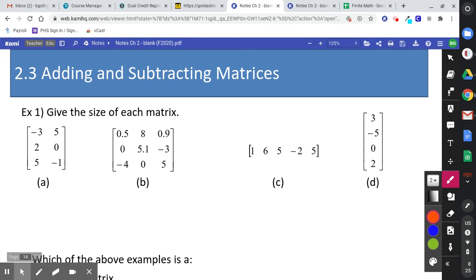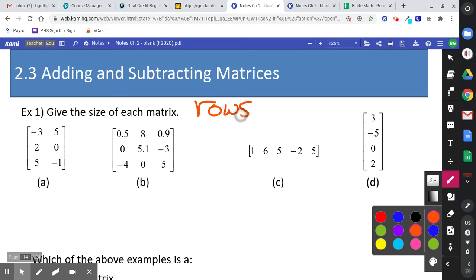2.3, adding and subtracting matrices. The first example says give the size of each matrix. That's kind of important. So size of a matrix is going to be rows by columns. And so one thing you might remember is rows before columns. Maybe that'll be easy for you to remember. Rows before columns. All right.